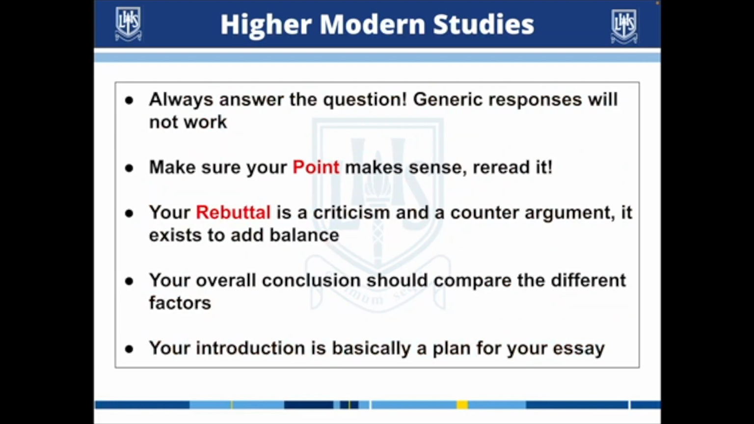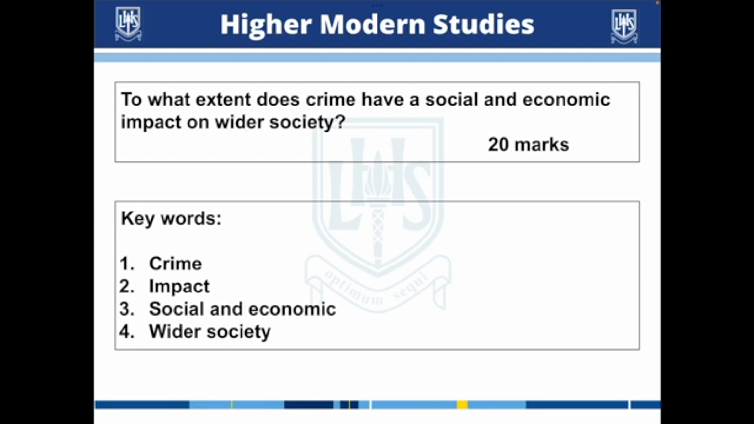Here's an example. Let's have a look, okay? So, in terms of what the paragraph should actually look like, we will use this question here. To what extent does crime have a social and economic impact on wider society? The key words in that question are crime. So we know exactly what topic we're in. Impact. We know what we need to evaluate.